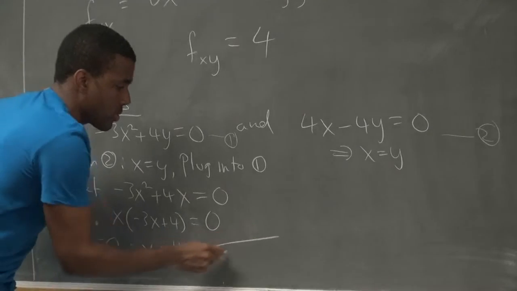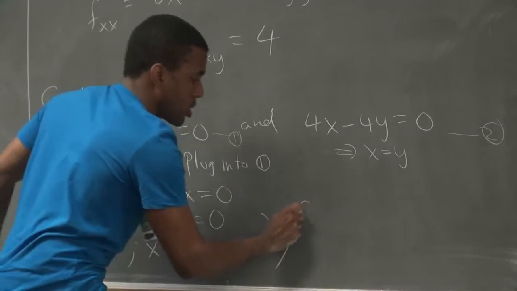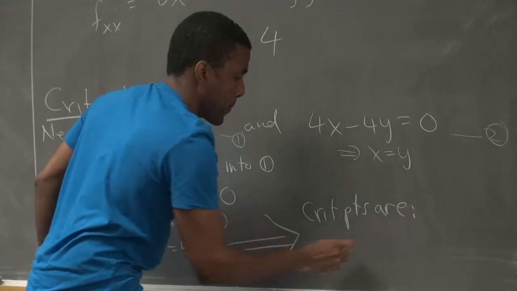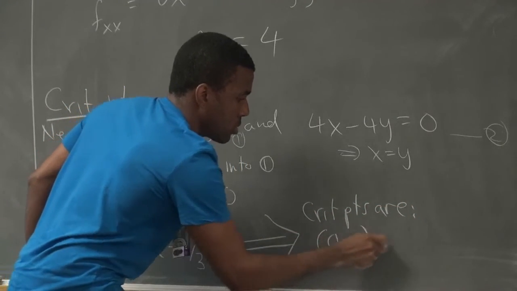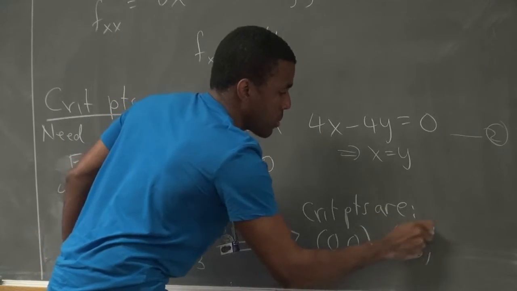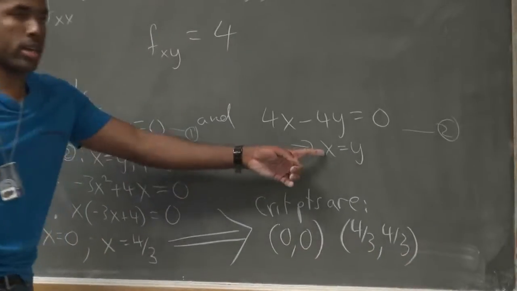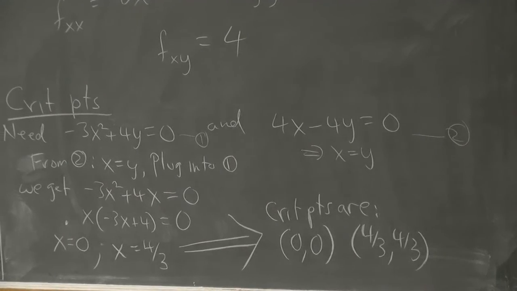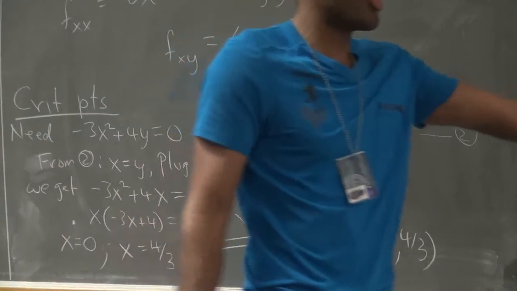Which means the critical points are what? 0, 0 and 4 thirds, 4 thirds, because x is equal to y. So I have 2 critical points in this case. And now I'm going to do the second derivative test for each of them.